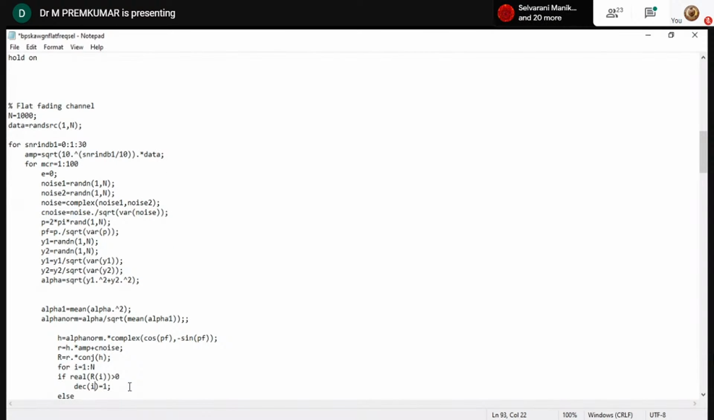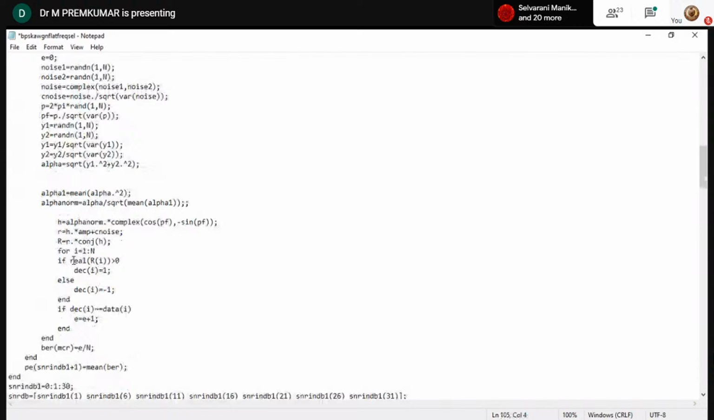Then what we do is we take the decision. Since it is a BPSK modulated signal, we take the decision depending upon this. This is decision making. So this is actually your correlator, the correlator decision device.